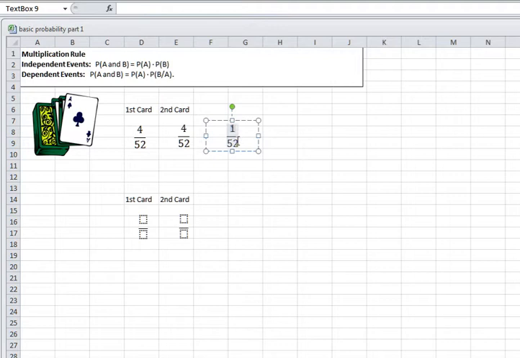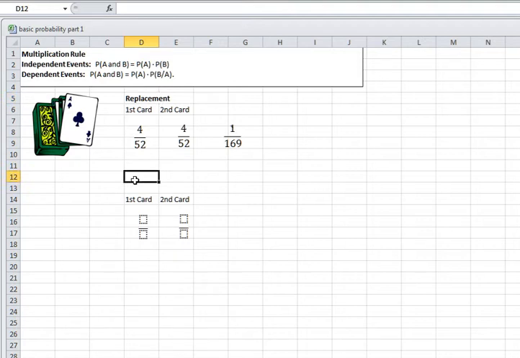1/13 times 1/13 is 1 over 169. So there's 1 chance out of 169, because we just multiplied the 2 events together, of getting 2 aces. Now, that was with a thing called replacement, because we did replace it.